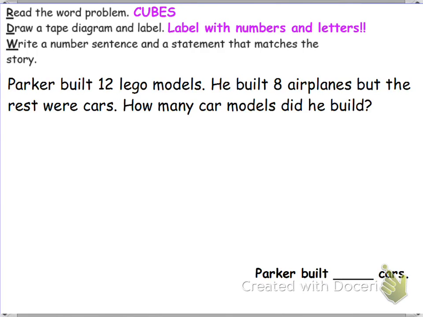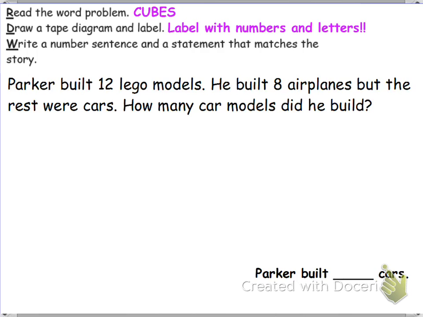Today we're going to be talking about Module 4, Lesson 20. And in this lesson, just like the last lesson, we're talking about being able to use tape diagrams as representations to solve word problems. So looking at this word problem, we know that we're going to read it 3 times, and we're going to use the steps RDW. We're going to read, draw, then write. Alright, so I'm going to read the word problem 3 times.